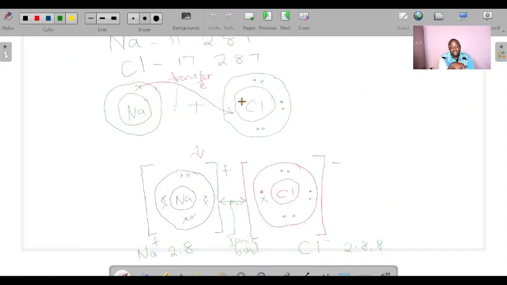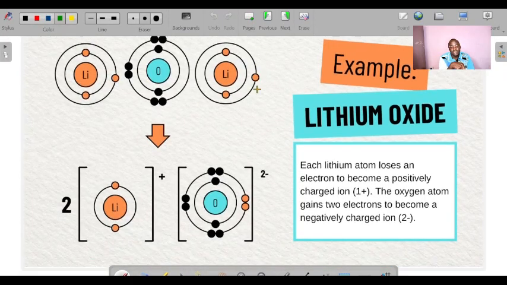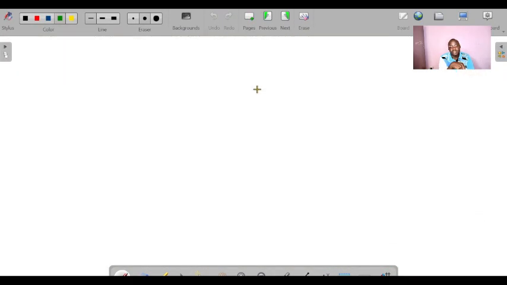We can also have another example. We can look at lithium oxide together now. So the name suggests it is lithium oxide. The first question now is, what is the valency of lithium? Lithium is a group 1 element, so lithium has a valency of 1. Because the name ends with IDE, that means there are 2 elements. The other element is oxygen.